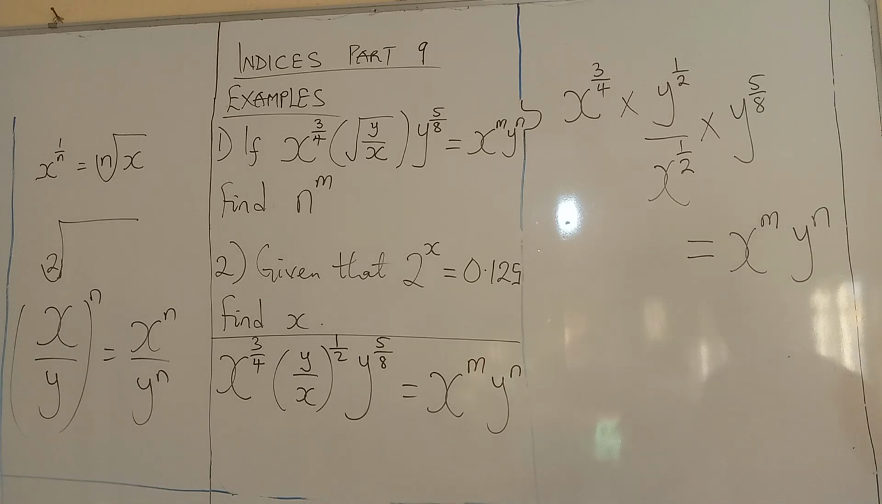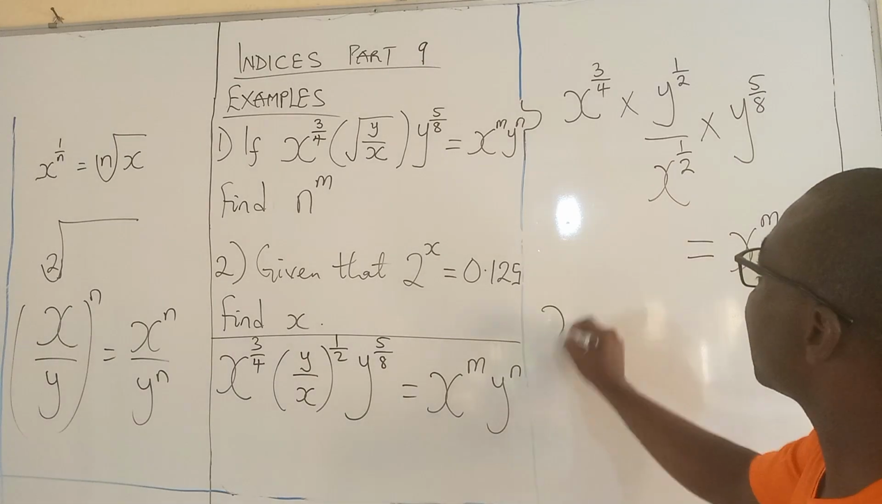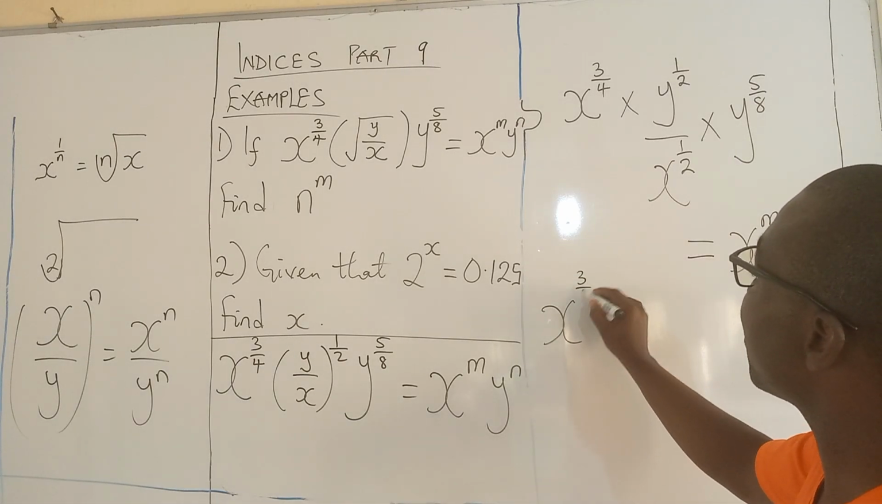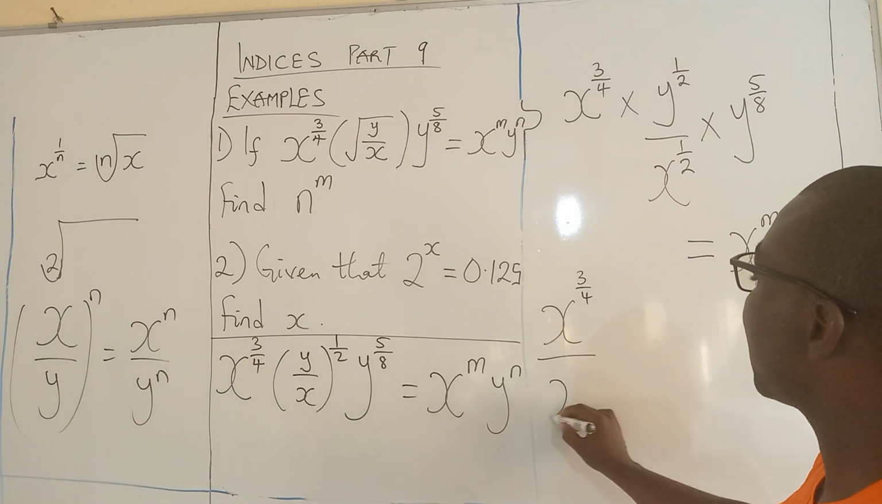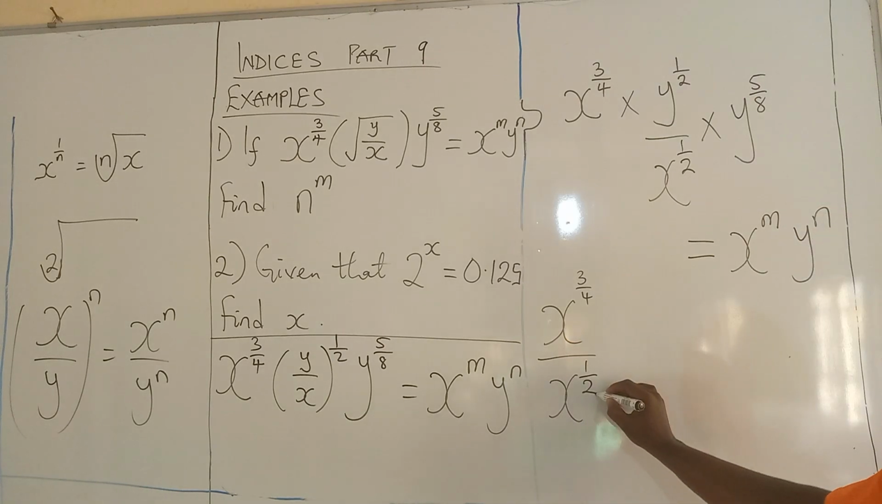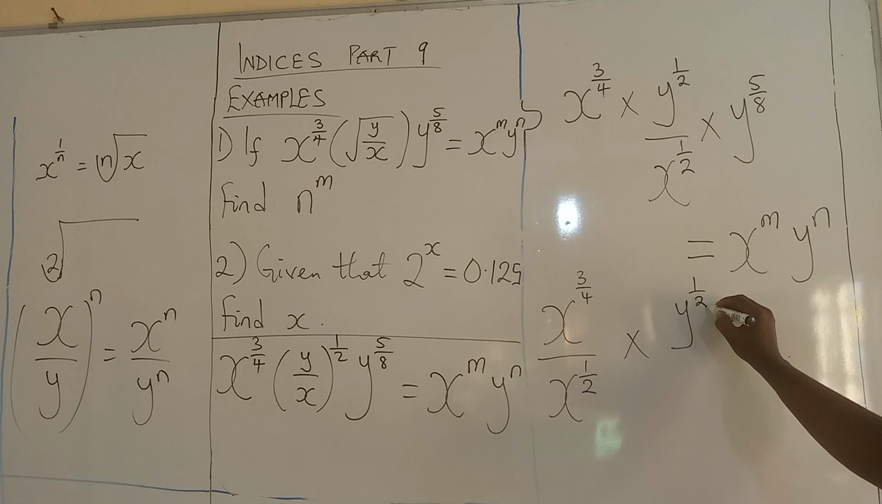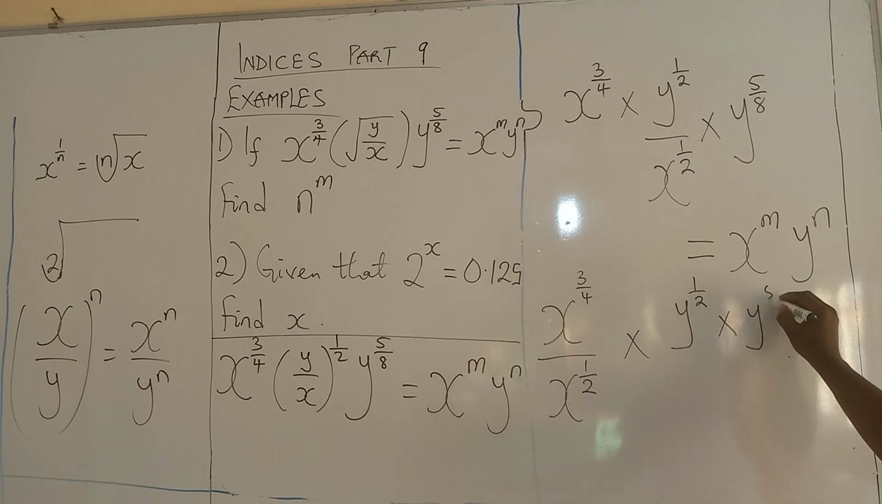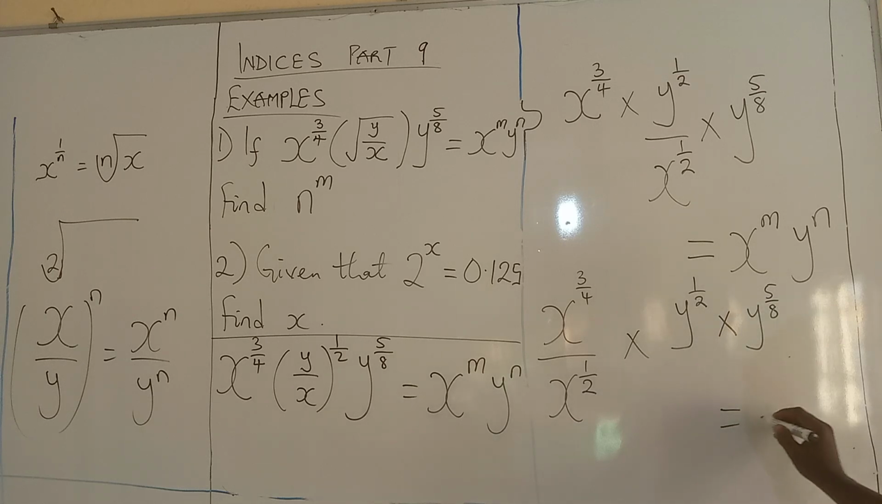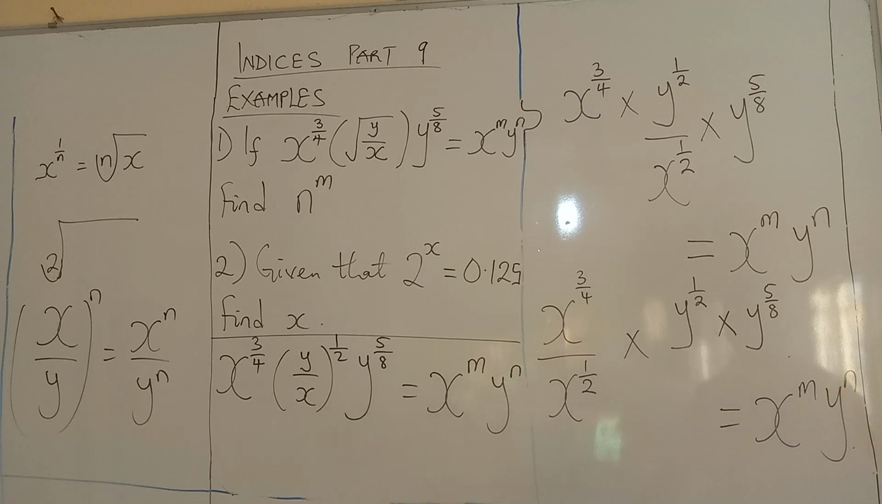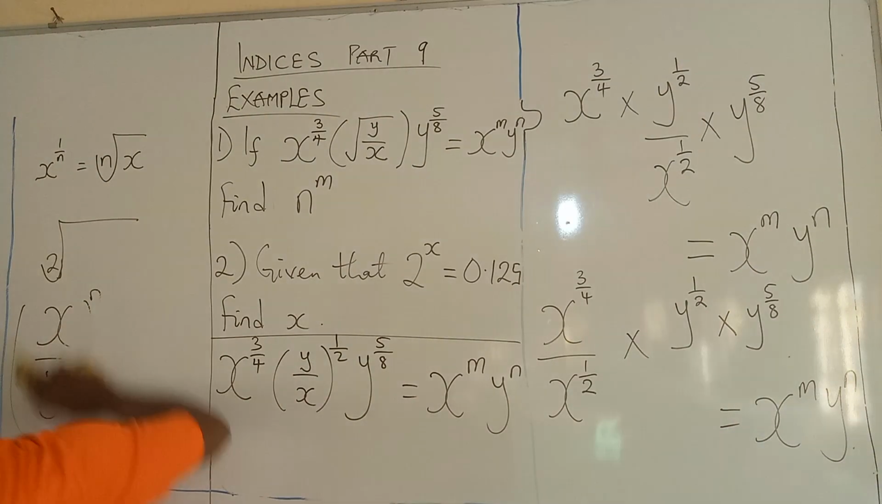Still from indices, you can write it as x raised to power 3 over 4 divided by x raised to power 1 over 2 times y raised to power 1 over 2 times y raised to power 5 over 8 is equal to x raised to power m, y raised to power n. Now, let me continue from here.